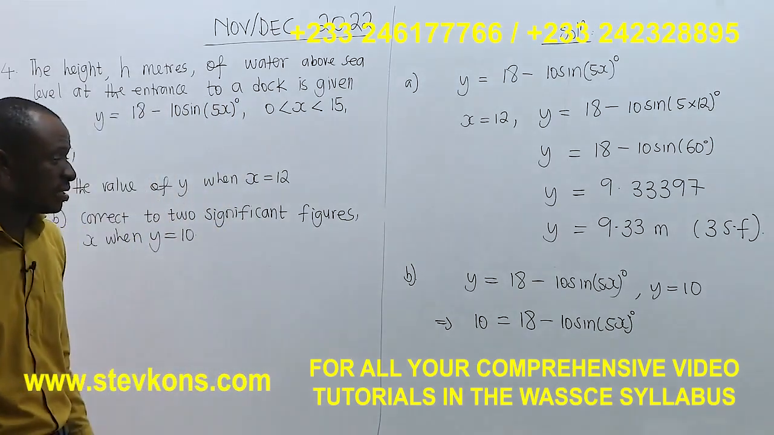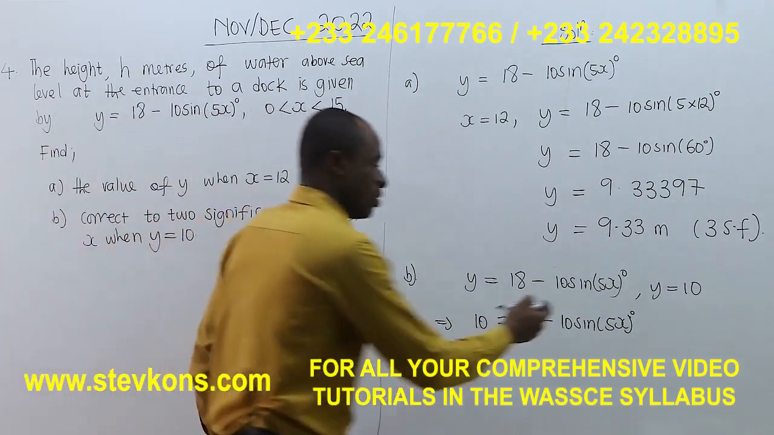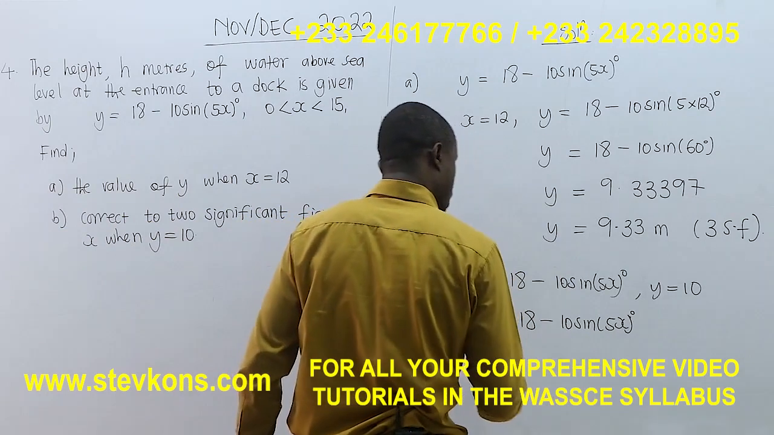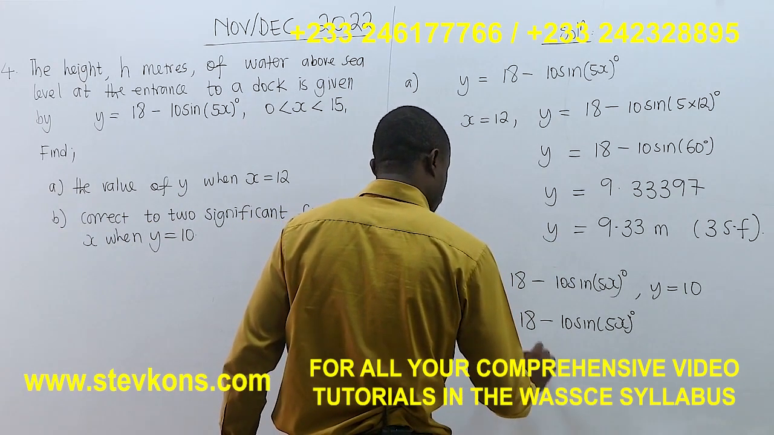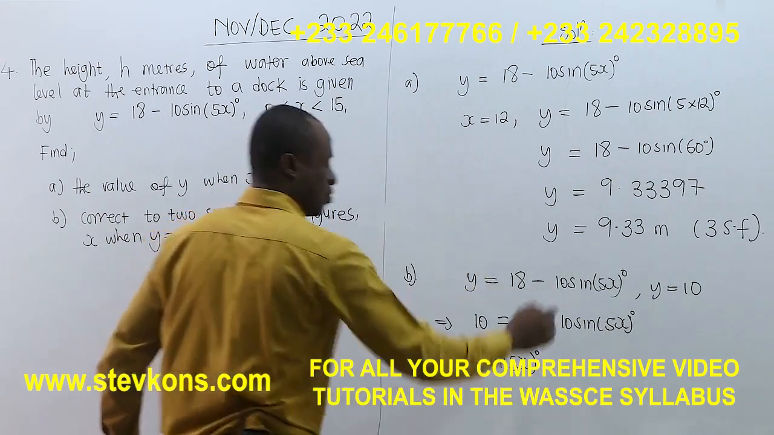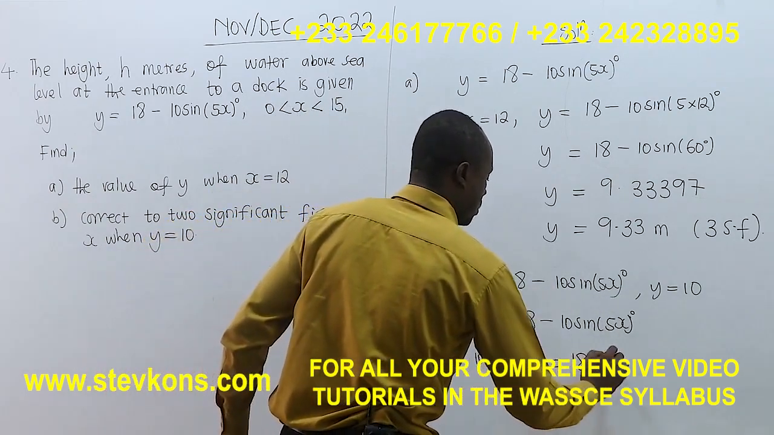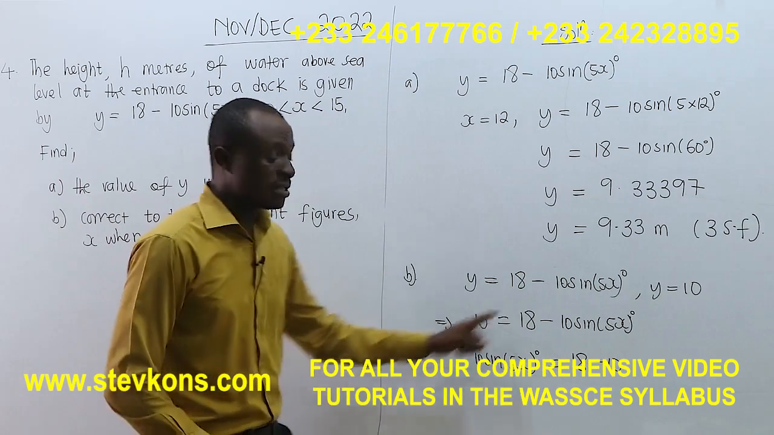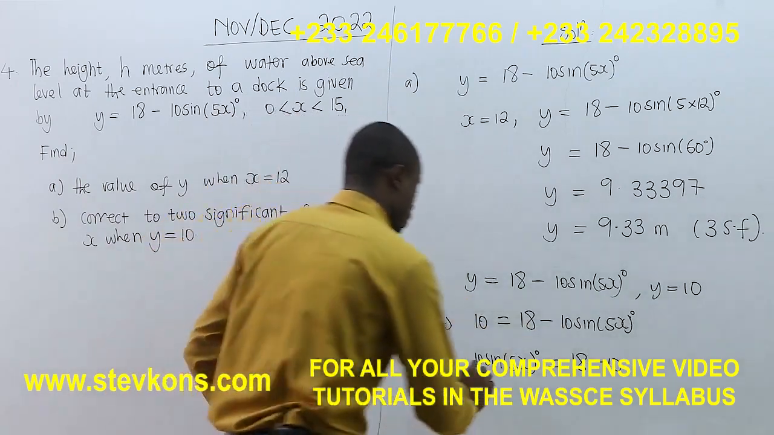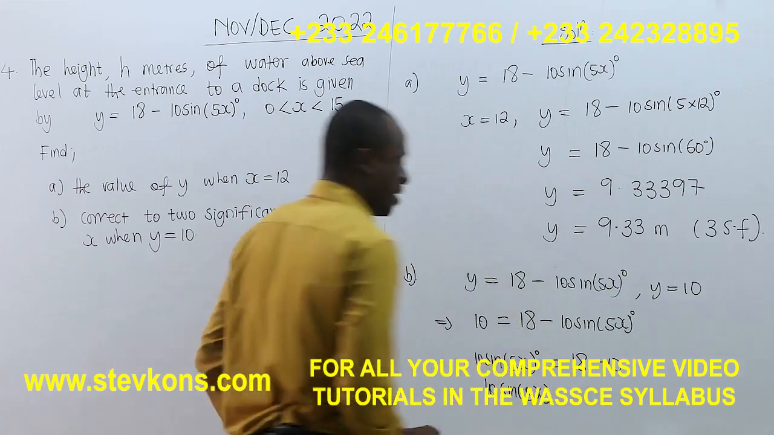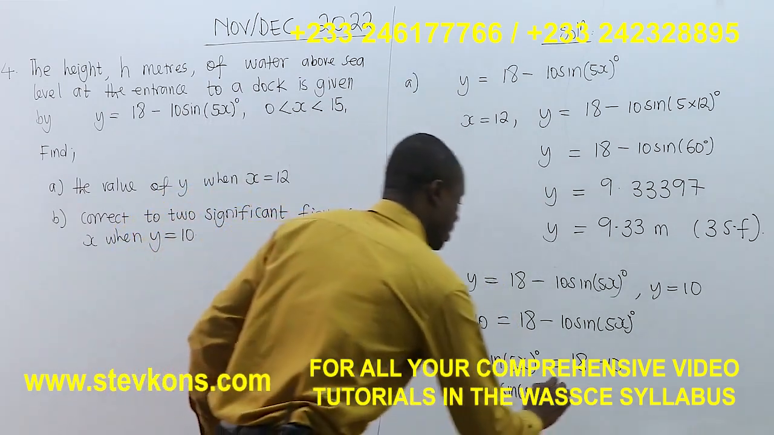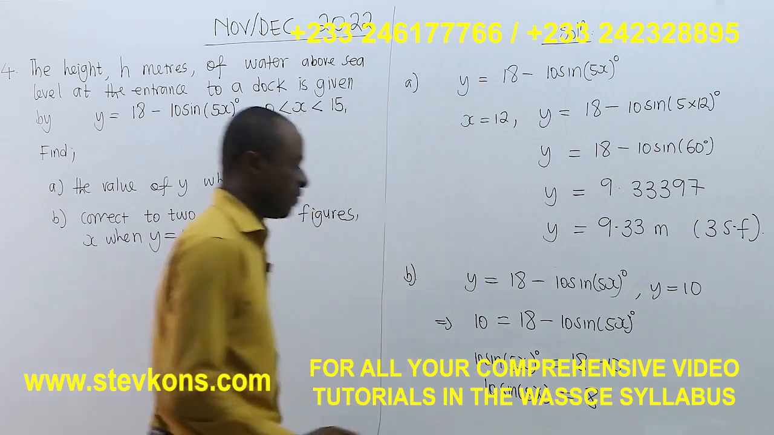We want to find x. What do you do? So this has to come here, this has to go there. So we have 10 sine 5x degrees. This is coming here, this will go here. That's 18 minus 10. Now, this is giving us 10 sine 5x equal to 18 minus 10, and clearly we have 8.